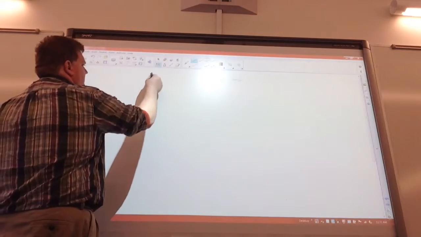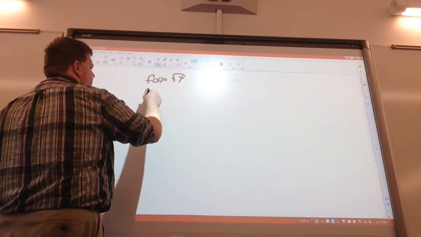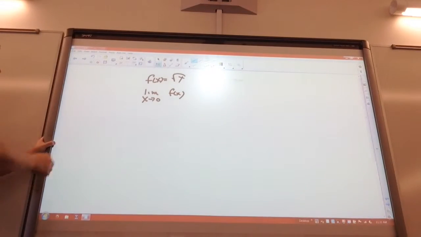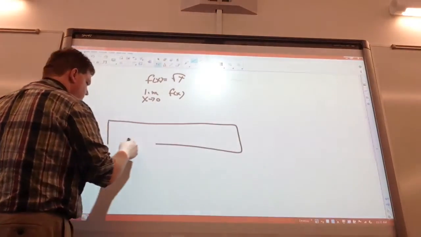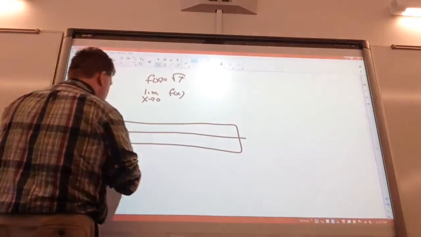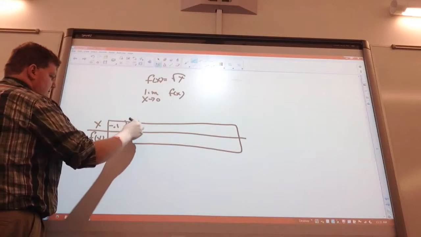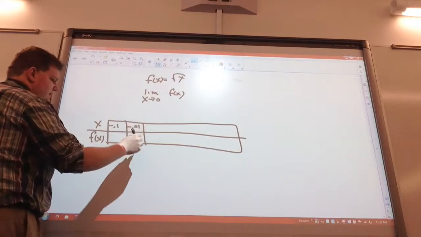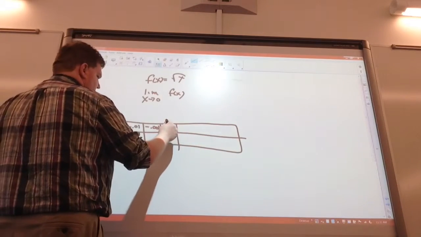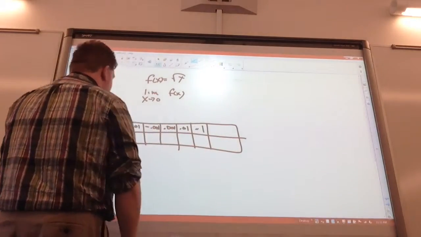Let's look at f of x equals the square root of x, and we'll do the limit as x goes to 0 of f of x. Alright, making my numerical chart. Things less than 0, so maybe negative 0.1, negative 0.01, negative 0.001. Then above 0 we'll do 0.001, 0.01, and 0.1. I gave myself a little extra box there, but whatever.